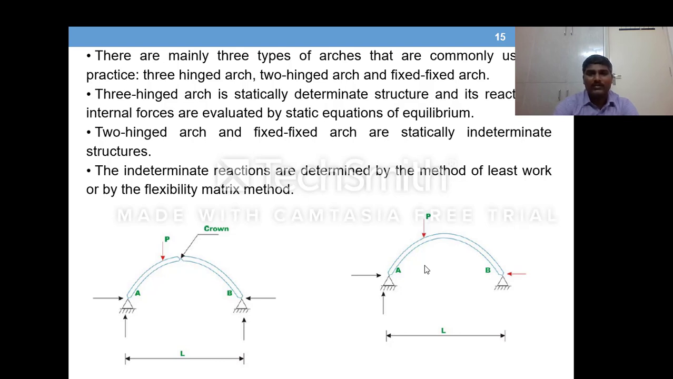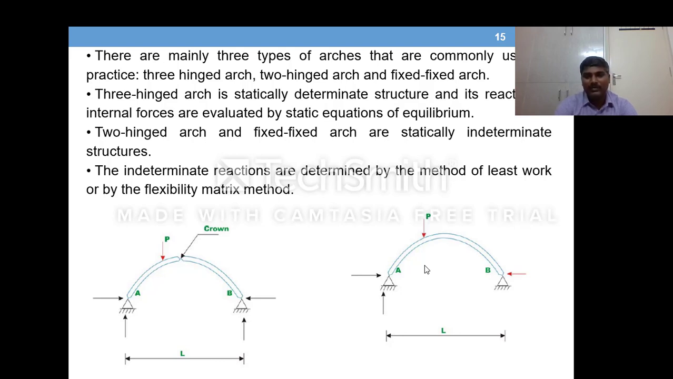A three hinged arch is a statically determinate structure, and its internal forces can be evaluated by equilibrium equations alone. This static indeterminacy is already introduced to you in structural analysis 1, wherein we can differentiate the determinate and the indeterminate structures by calculating the degree of static indeterminacy, by counting the number of unknowns present in the structure and the number of equations available for solution.